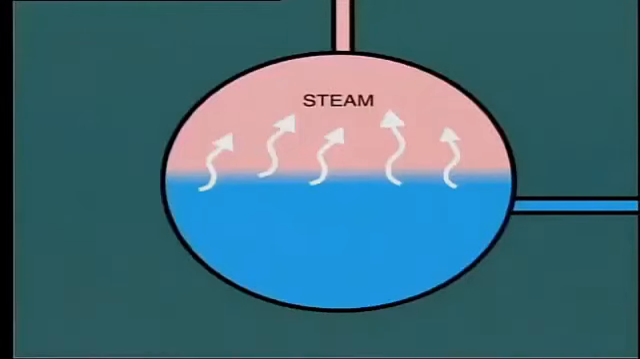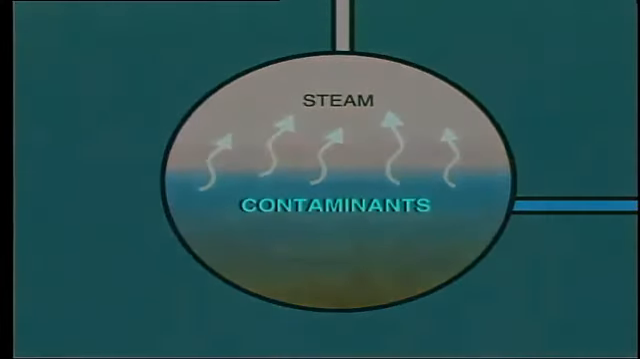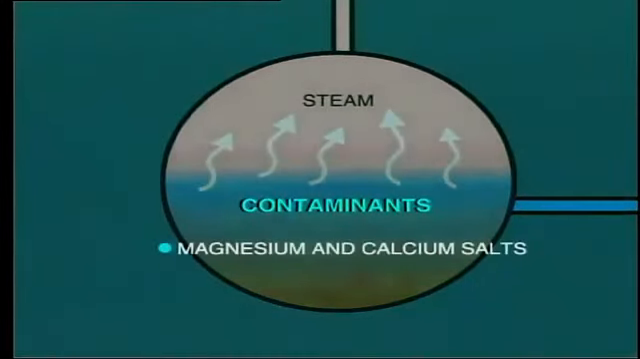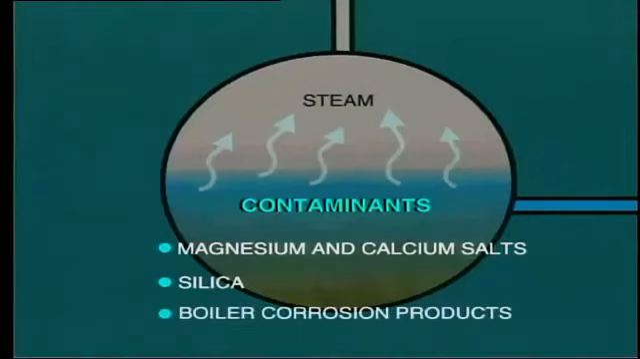Remember, as water evaporates into steam, the solids contained in the water remain behind, and this concentration increases as more and more steam evaporates. This is the situation which occurs in the boiler. Generally speaking, the contaminants consist of magnesium and calcium salts, which are dissolved in the water and contribute to hardness, silica, the products of corrosion of the boiler itself and the feed water system, mainly iron and copper.